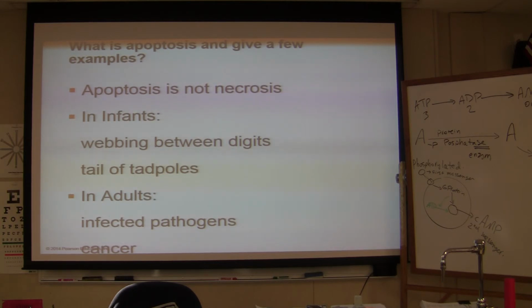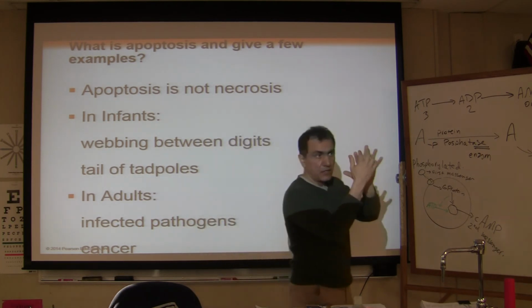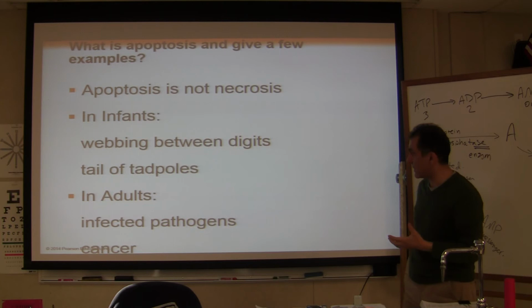Okay, the last thing on this chapter: what is apoptosis, and give a few examples. Apoptosis is not necrosis. In infants, there is webbing between the digits. Some babies are born still with them between the fingers, attached by layers of membrane. I have a picture of them here. But right before birth, those membranes are shed away. The cells between them die, and that process is called programmed cell death.